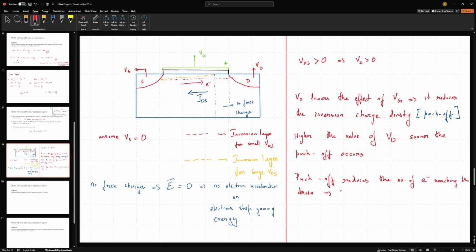This implies the current increases at a slower rate.